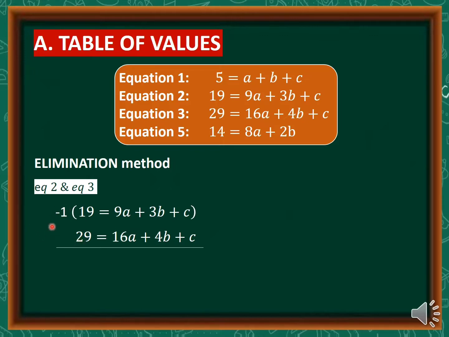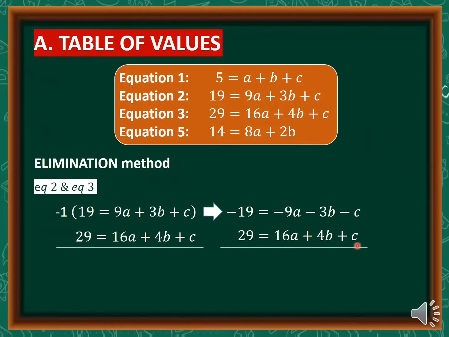Nasa strategy nyo yun. Now, kapag multiply natin by negative 1, itong equation number 2, that will result to negative 19 equals negative 1 times 9A, we have negative 9A. Negative 1 times 3B, we have negative 3B. And negative 1 times C, that is negative C. Then, copy the equation number 3: 29 is equal to 16A plus 4B plus C. So, here, kitang-kita na natin again, makakancel na naman natin si letter C, because negative C plus C is equal to 0.